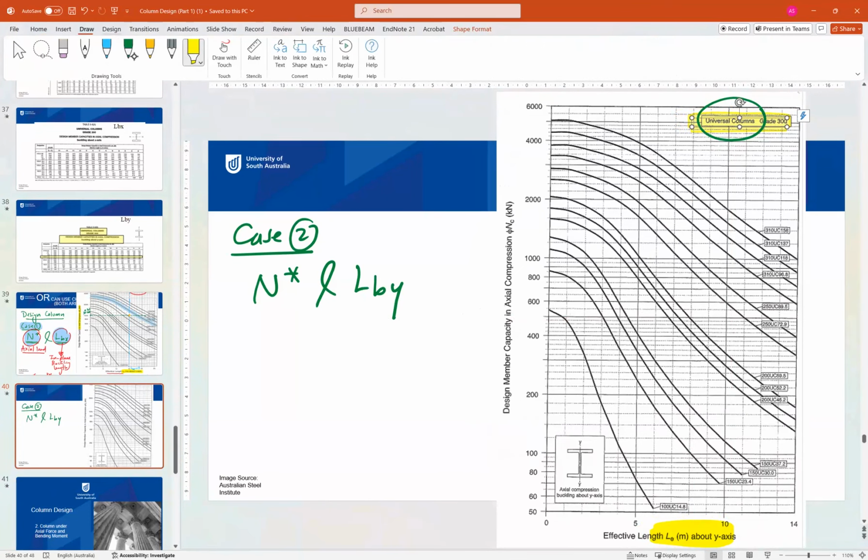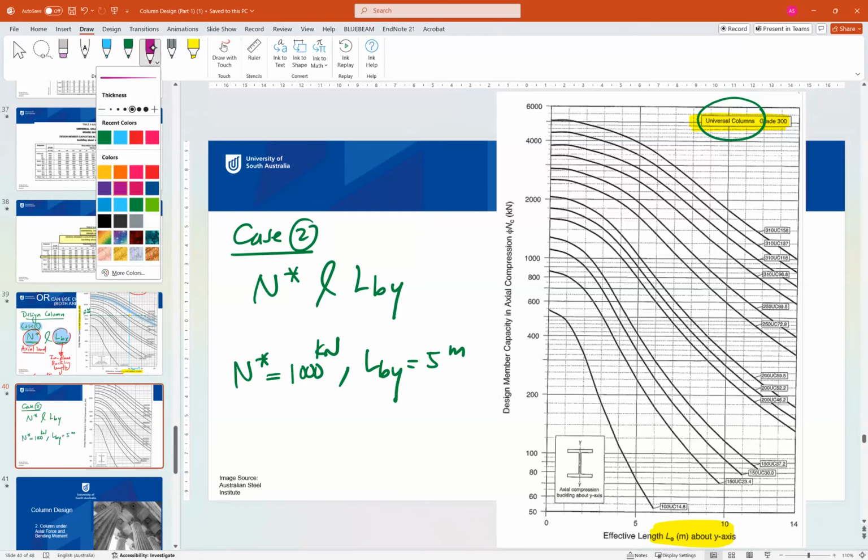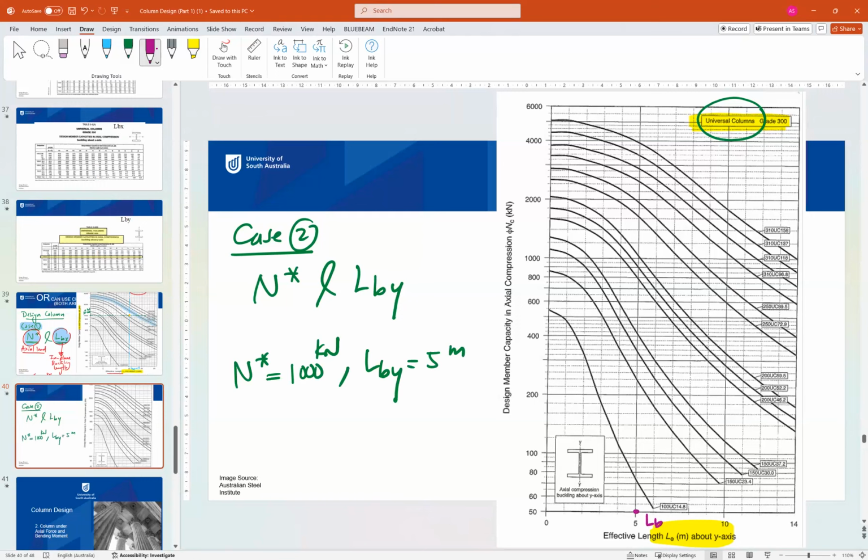Now if we have the same N* of 1000 kilonewton, but here LBY may be a different value. Let's say it is 5 meter. So what we will do is go to the chart using 5 meter. Here is our point, LBY equal to 5 meter. Then we create a dashed line. And N* 1000, so at 1000 on N here, I will create a horizontal line. So these two lines intersect at this point here.